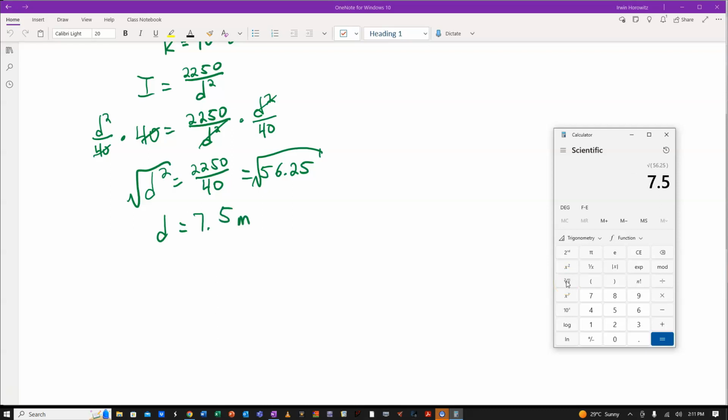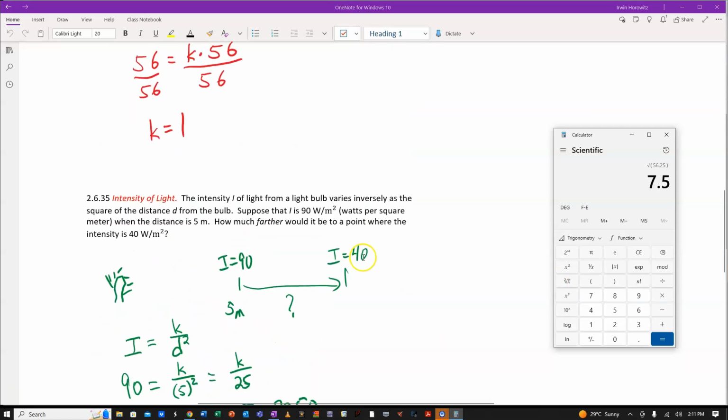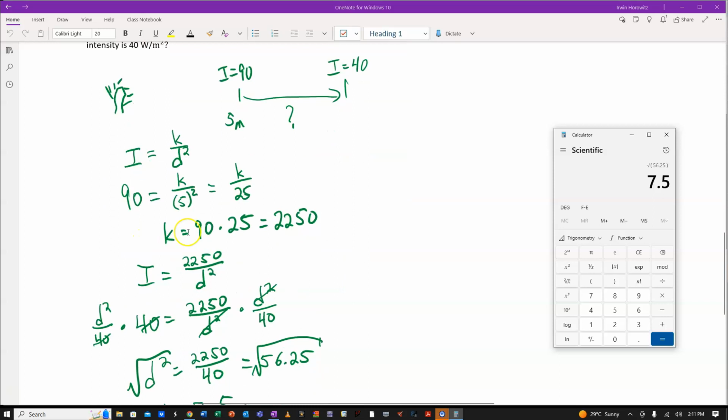Now that's the distance from the light bulb. But the problem, as a reminder, asked us how much farther than 5 meters would we have to be for the intensity to be 40 watts per square meter. So the additional distance, if this distance here now is 7.5 meters from the light bulb, the distance of interest, d, is going to be 7.5 minus 5, or 2.5 meters. And that would be the answer to this particular question.